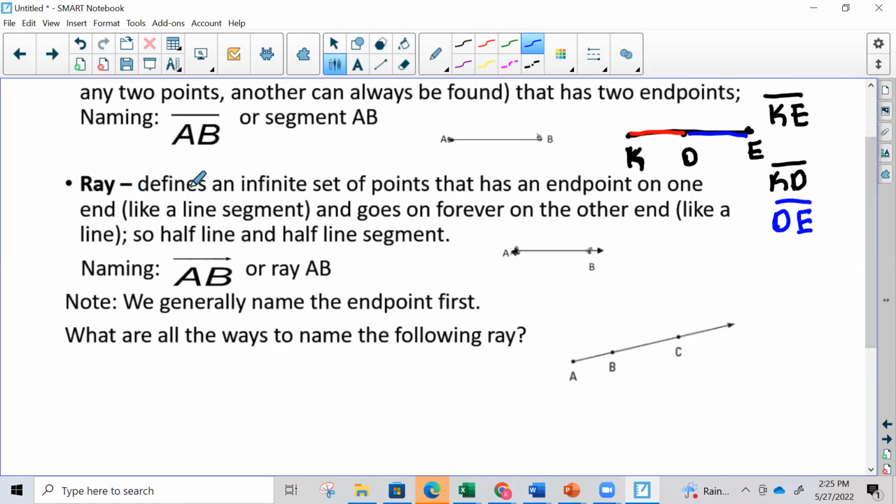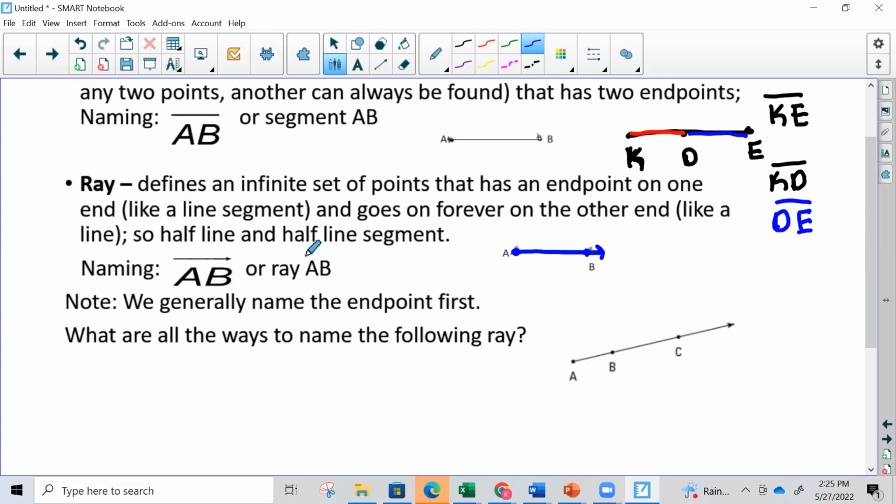Now, a ray defines an infinite set of points that has an endpoint on one end, which is like the line segment, and goes on forever on the other end, like a line. So it's a half line segment. Okay, so this is my ray. It starts here at A, and then it goes on forever in this direction towards B.